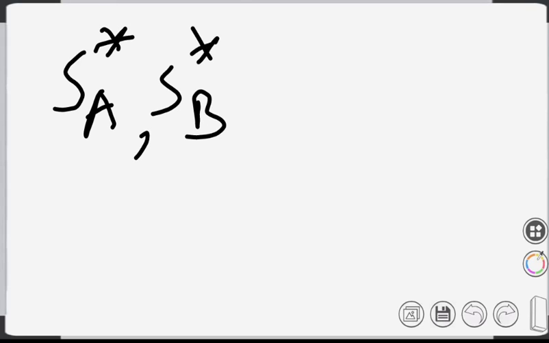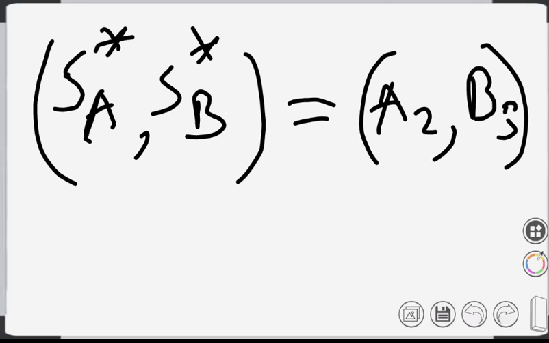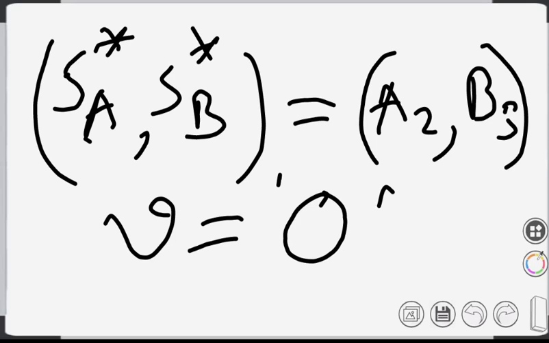And we will write the optimum solution this way: SA star comma SB star. What is the meaning of SA star? S means strategy, A means A, and star means optimum. So the optimum strategy of A and B is A2 comma B3. This is the solution, and there is also the value of the game, which is the value at the saddle point. In this case, the value of the game is 0. So the value of the game is the value at the saddle point.